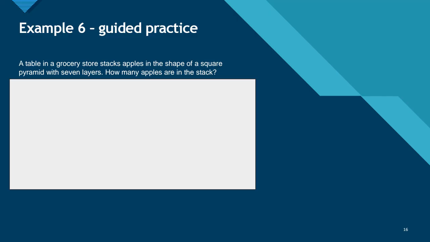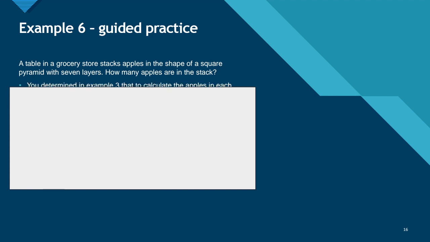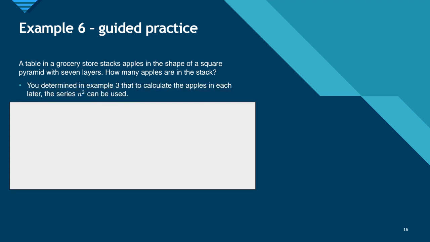All right, and for example 6, the table in the grocery store stacks apples in the shape of a square pyramid with 7 layers. How many apples are in the stack? This is the exact same problem as in example 3. So think back to how we had the square pyramid. In the first layer there was 1, in the second layer there's 2, in the third layer there's 3. And refer back to the chart on the previous page. How many apples are going to be in the stack given that we're using the series n squared?